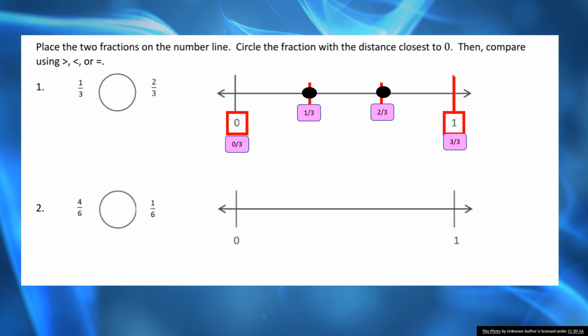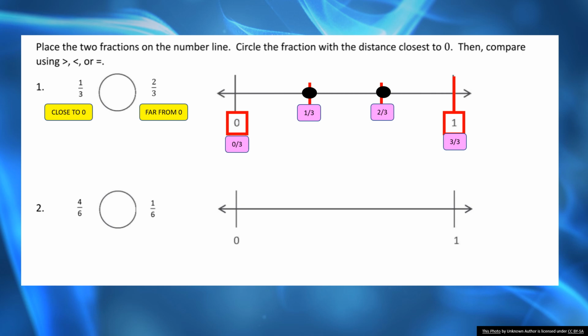Okay, now, which one is close to 0? Is 1/3 close to 0, or is it farther away from 0? Which one's the closest to 0? Now, if you said 1/3 is close to 0, then you're correct. Now, I want you to write as small as you can close to 0 under 1/3. So that means that 2/3 is far from 0. So, as small as you can, write far from 0 under 2/3.